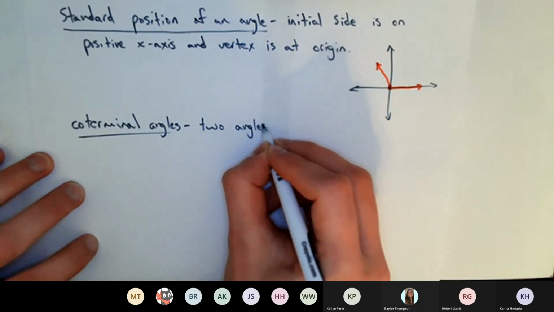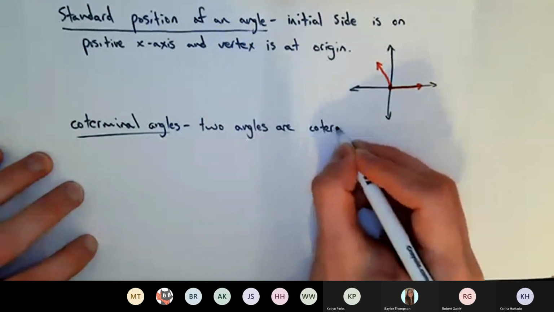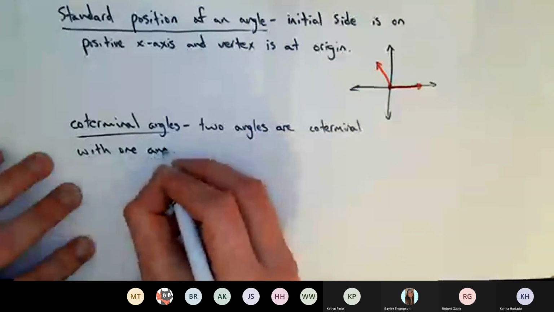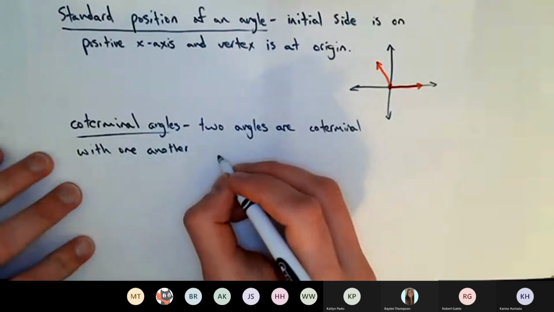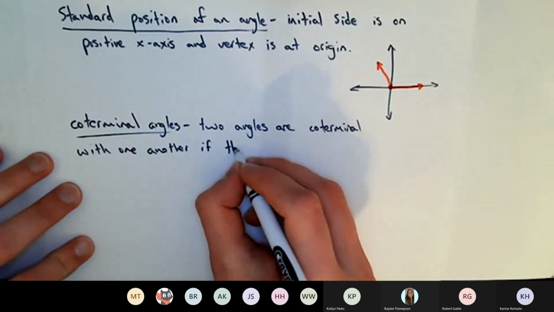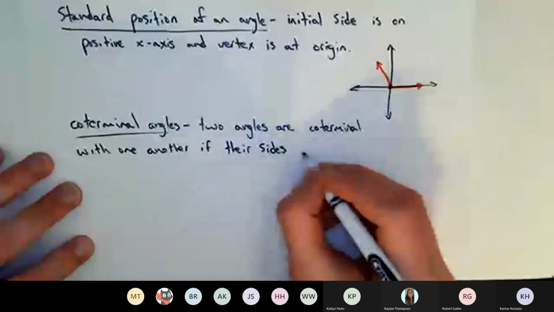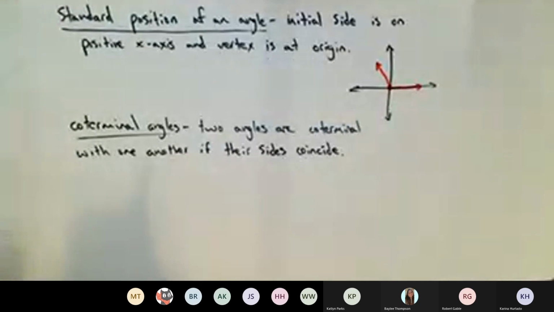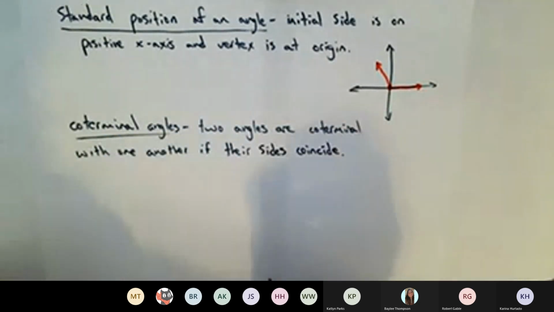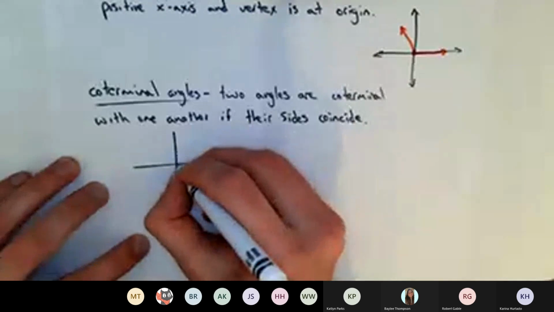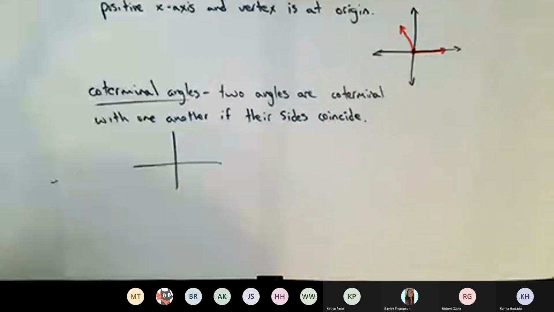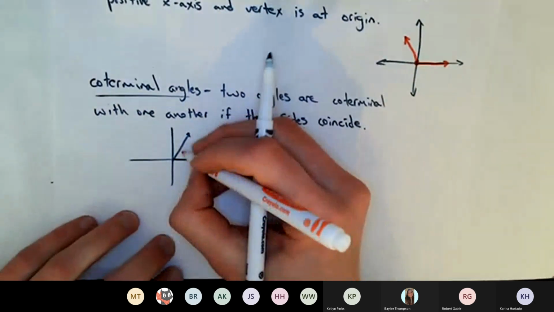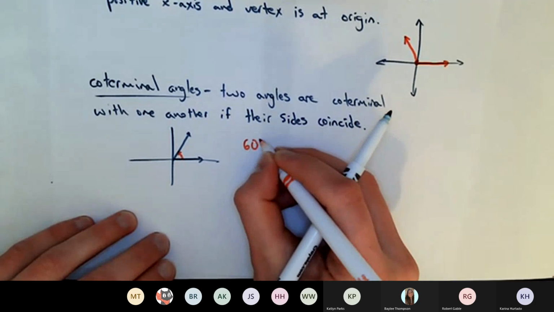Two angles are coterminal with one another if their sides coincide, meaning they have the same sides, terminal and initial. So, for instance, if I give you a 60 degree angle, I'll draw it like this, a 60 degree angle here, so we'll say 60 degrees.